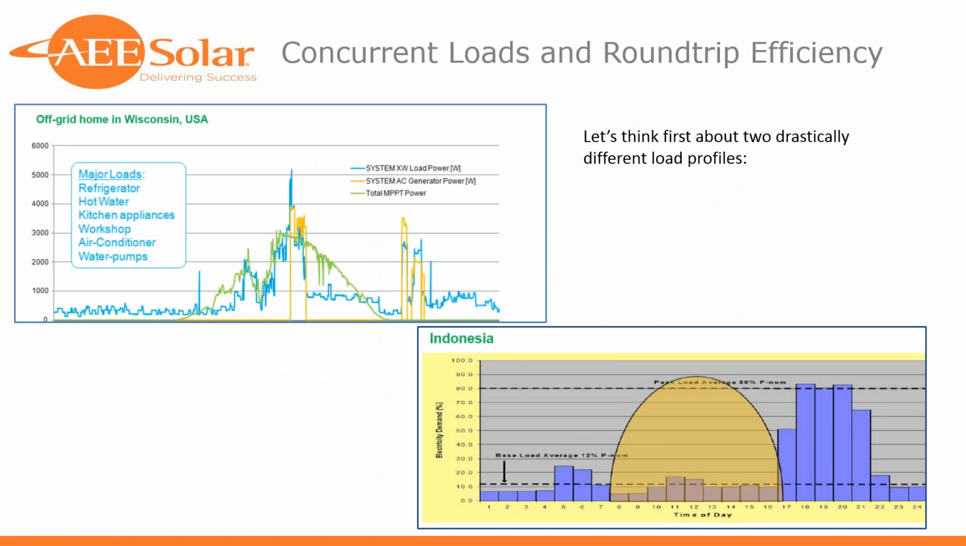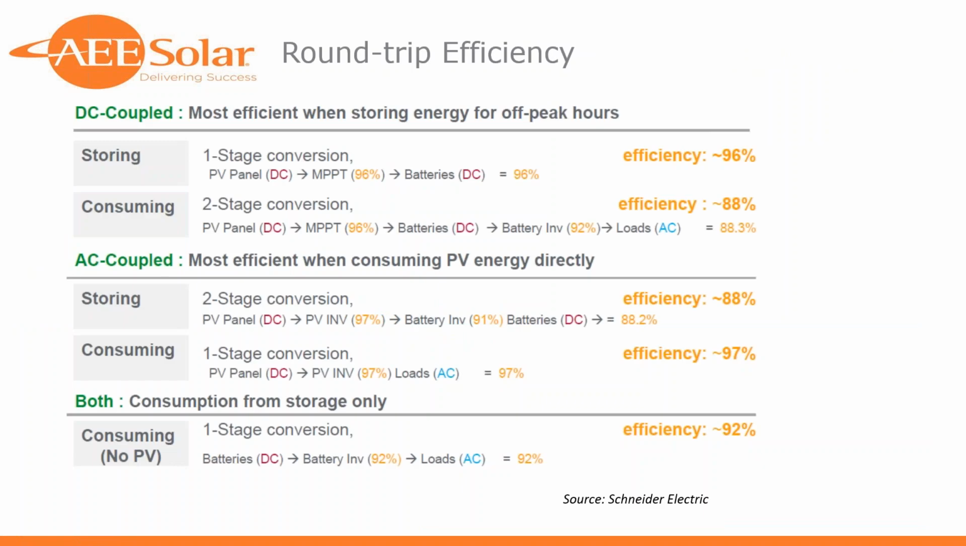You're going to be inverting and powering loads more often than you are going through that two-stage of inverting, charging the battery from AC and storing it for later. In the second case, where your loads are non-concurrent, you're going to be in a single-stage conversion more often. You're going to be charging the battery via single-stage conversion more often than you're going to be powering concurrent loads.